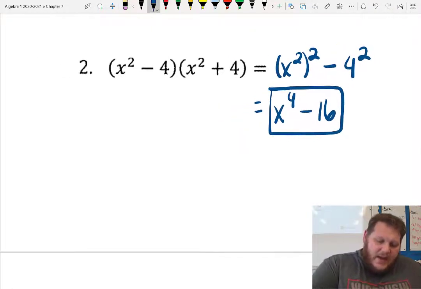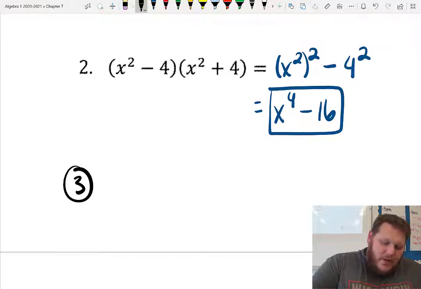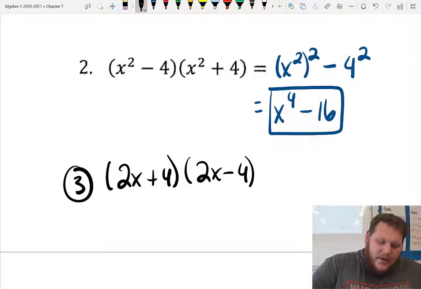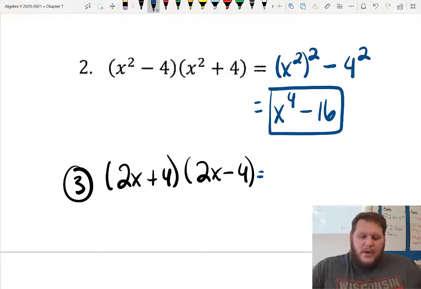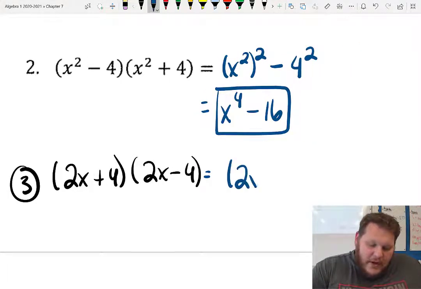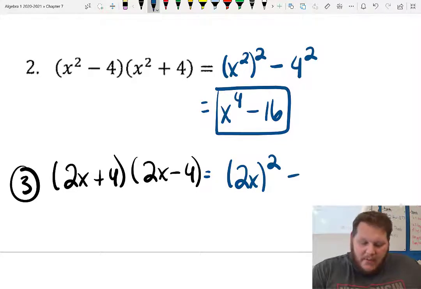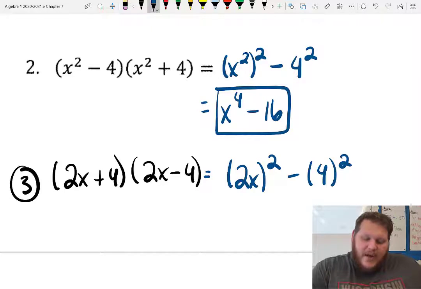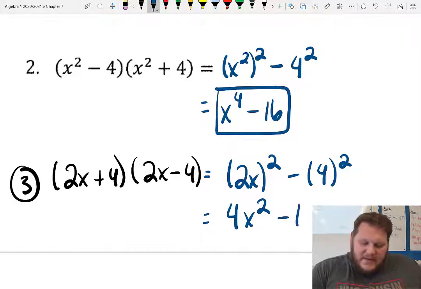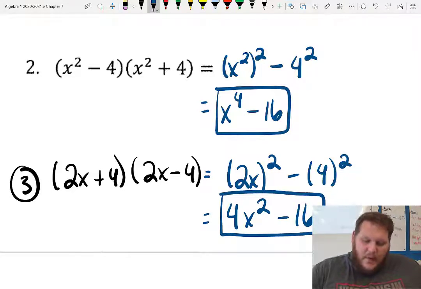Something that I want to add in is an extra little example here, a number 3. If we had something like 2x plus 4 times 2x minus 4, this still follows that same pattern. I still have the same first 2 terms, same second 2 terms, 1 plus, 1 minus. What I have to do here is 2x squared, so my first term squared, minus my second thing squared. But when I square 2x, remember our power rule means that I have to square my 2 and my x on the inside. So I'd end up with 4x squared, because 2 squared is 4, and then 4 squared is 16. I would end up with 4x squared minus 16.